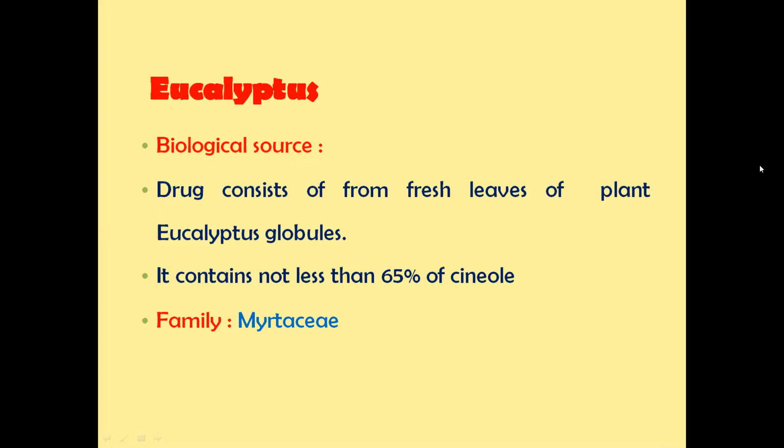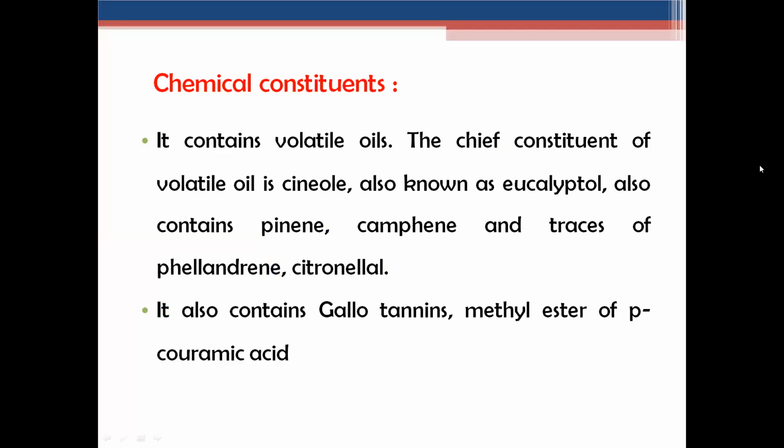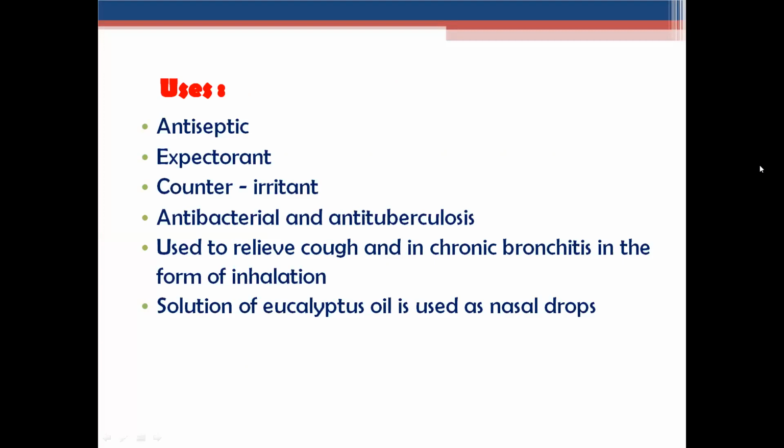Eucalyptus: fresh leaves of the plant Eucalyptus globulus, family Myrtaceae. Main important constituents are cineole, eucalyptol, pinene, camphene. The main uses of eucalyptus oil, Nilgiri oil, are expectorant and counter irritant. If you have irritation anywhere, you can apply this oil. It is also helpful to relieve cough and chronic bronchitis. If there is inflammation in your bronchioles, you can use this oil in the form of inhalation.